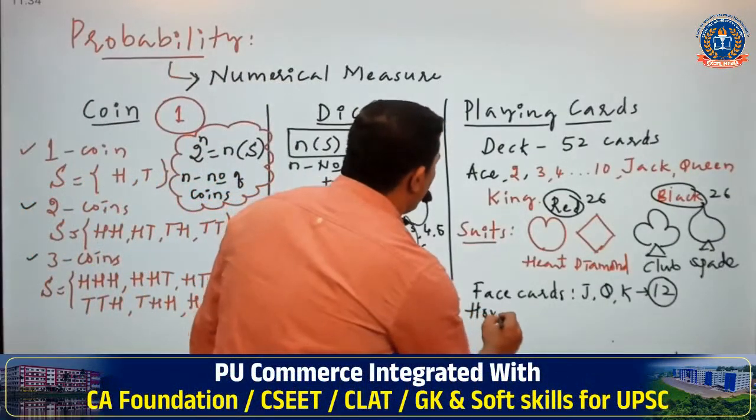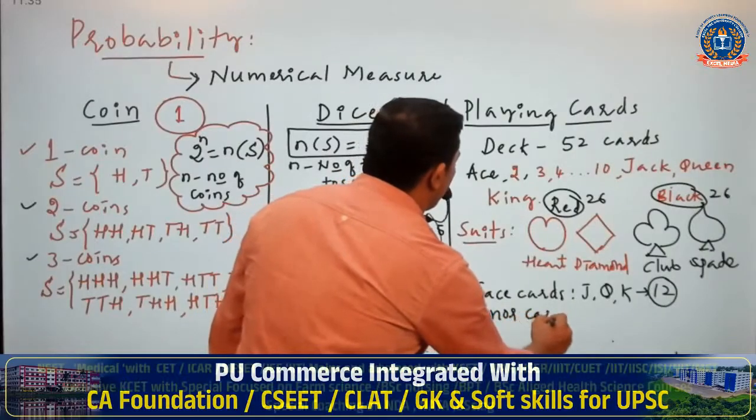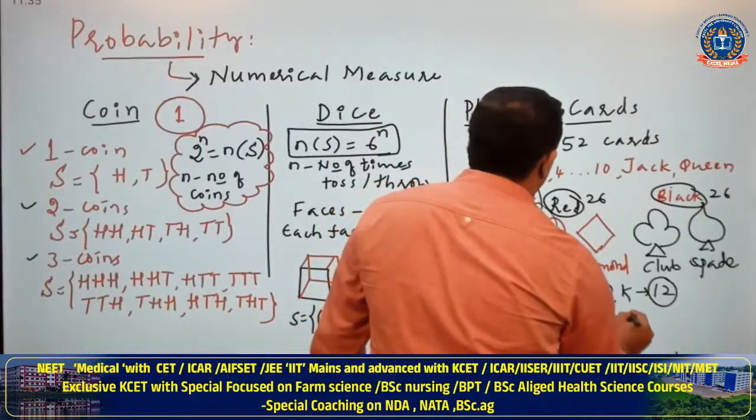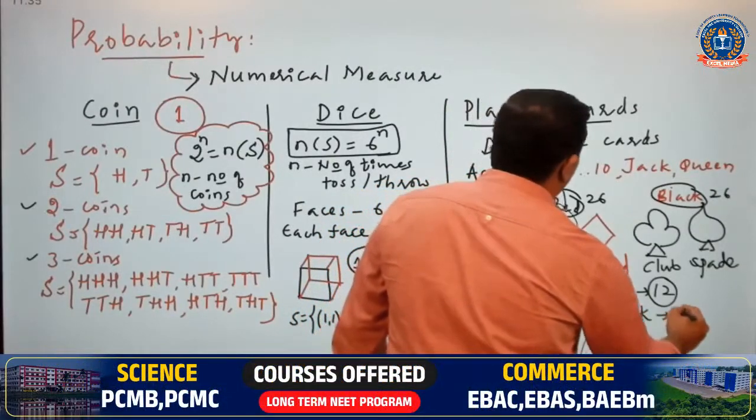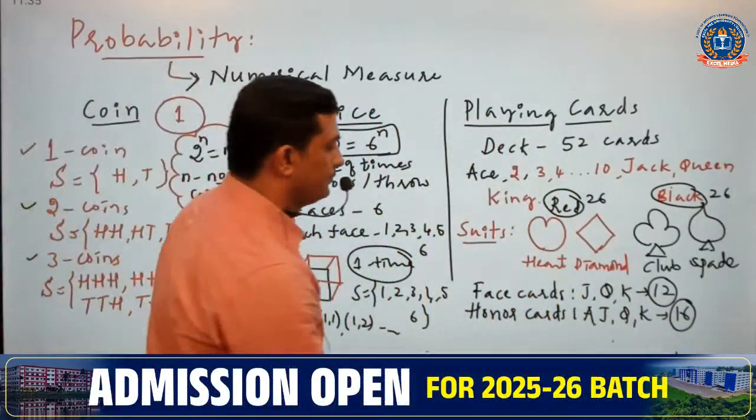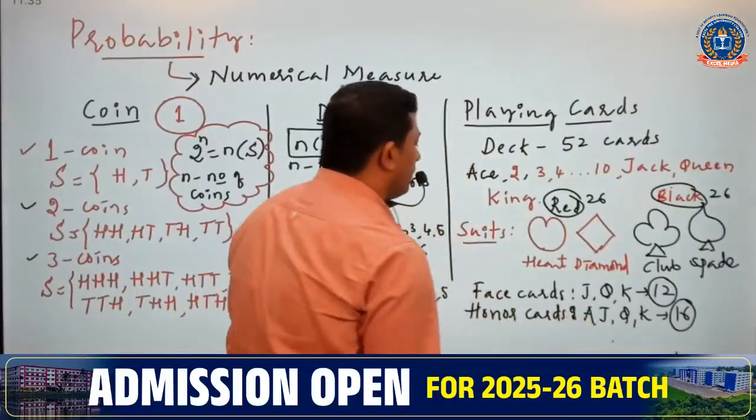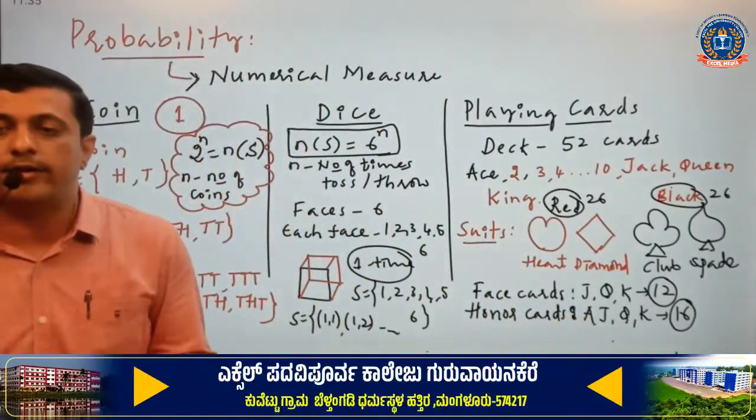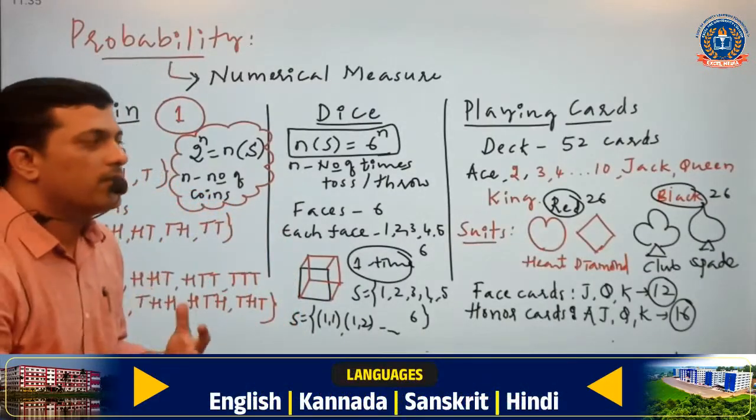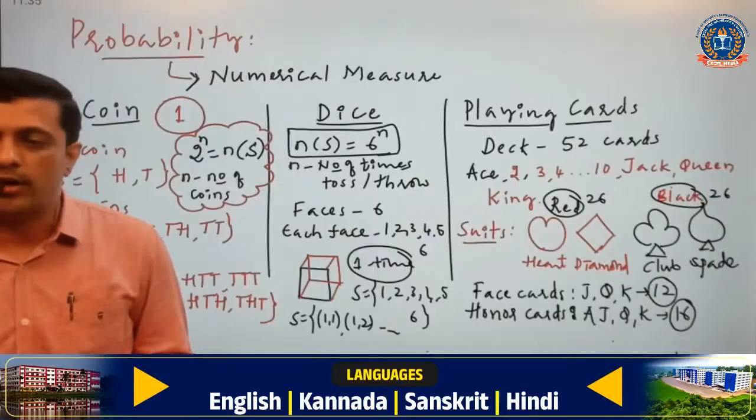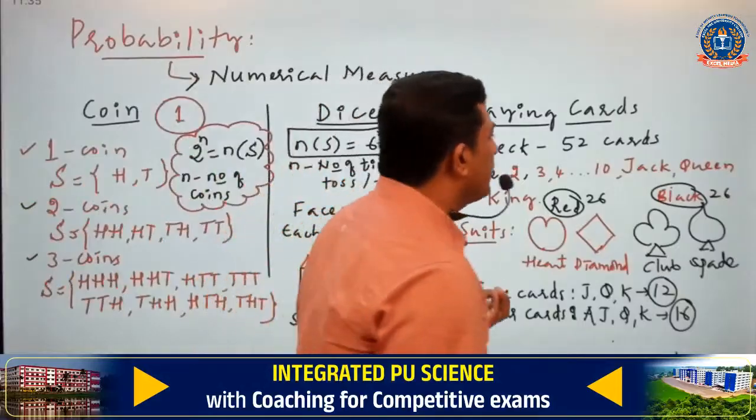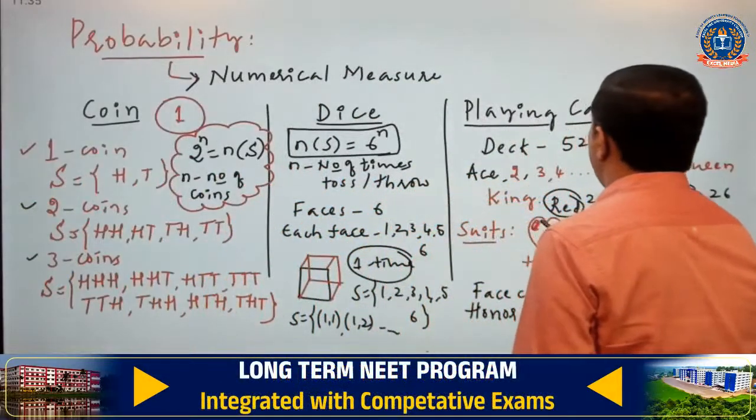Another one is honor cards. Honor cards are ace, jack, queen and the king. There are 16 cards in total, because honor means the highest value cards, like ace, king, jack, queen. They are the highest value cards, so they are called the honor cards. So remember these points. These are very basic ideas you must have.